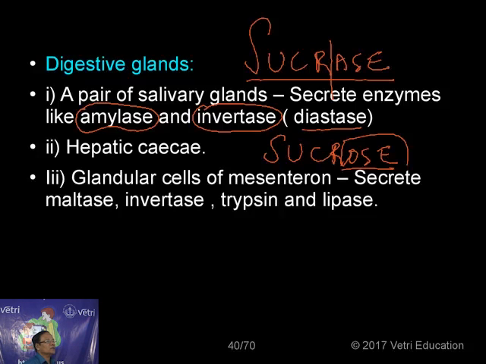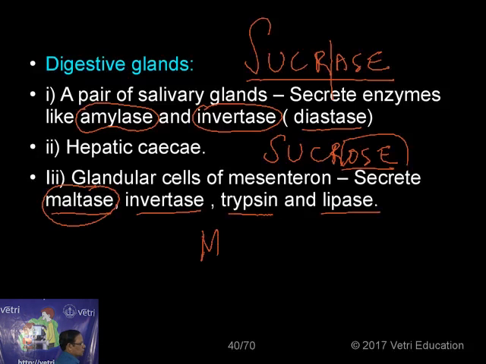Now the hepatic caeca also secrete enzymes, a mixture of enzymes for the digestion of proteins and carbohydrates. The glandular cells of the mesenteron found in the wall secrete the following enzymes: maltase, invertase, trypsin and lipase. Maltase is an enzyme which digests maltose. Maltose, simply called malt sugar, is a disaccharide formed from the complex sugar starch. Starch is a polysaccharide, a complex sugar, and it is broken into maltose, called malt sugar, normally found in the flours of wheat.